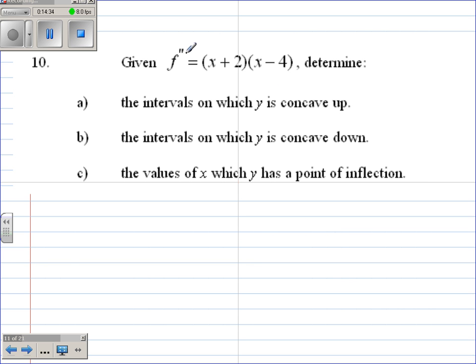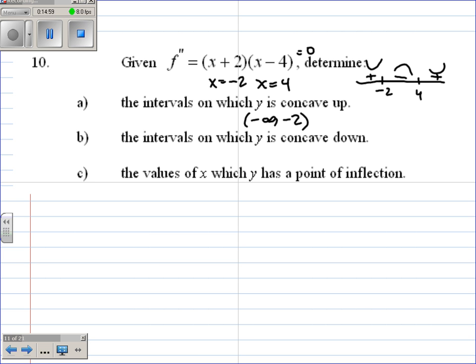Alright, concavity, you look at the second derivative and they already gave it to us. So you find the critical values where x equals -2 and 4. We're setting this equal to 0. I test the points. So -3 would be negative, negative, so positive. 0 would be positive, negative, so negative, and then this would be positive. So we have concave up, down, up. So from negative infinity to -2, and from 4 to infinity. And then concave down will be from -2 to 4, and points of inflection are where it changes concavity. So x equals -2 and 4 are both points of inflection since they change the sign.